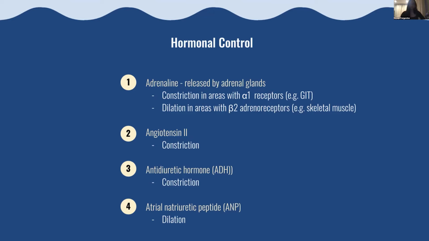So the first one is adrenaline. This is released by your adrenal glands. Similar to noradrenaline, if it binds to alpha-1, it's going to cause constriction, and if it binds to beta-2, it's going to cause dilation. Then there's angiotensin 2 and antidiuretic hormone. These are both going to cause constriction. And then there's atrial natriuretic peptide, which will cause dilation of your arterioles.